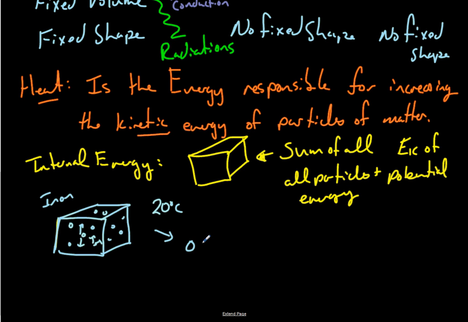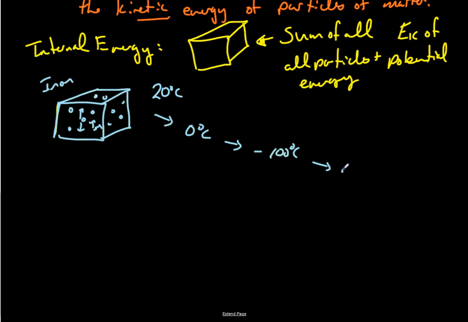Now let's say we start to cool it down. We go to 0 degrees Celsius, we go to minus 100 degrees Celsius. Eventually we get down to a magic temperature. You know what that is? About negative 273 degrees Celsius. At that point, what happens to the atoms within the iron?